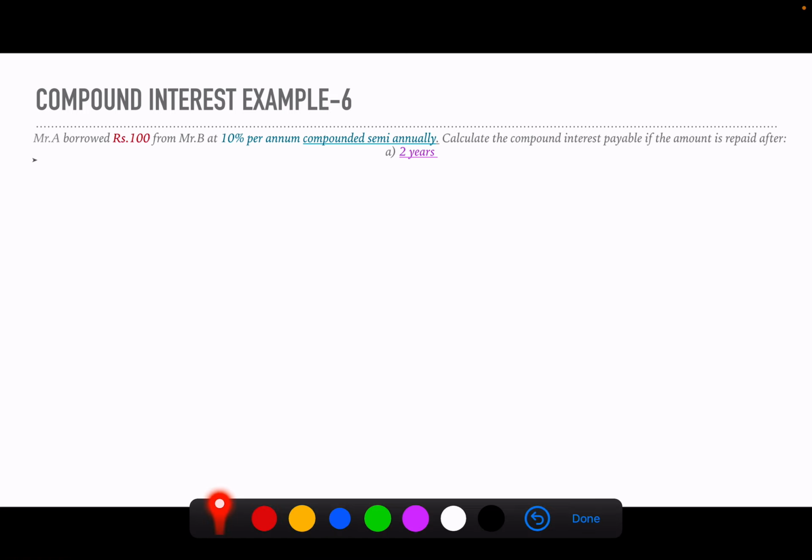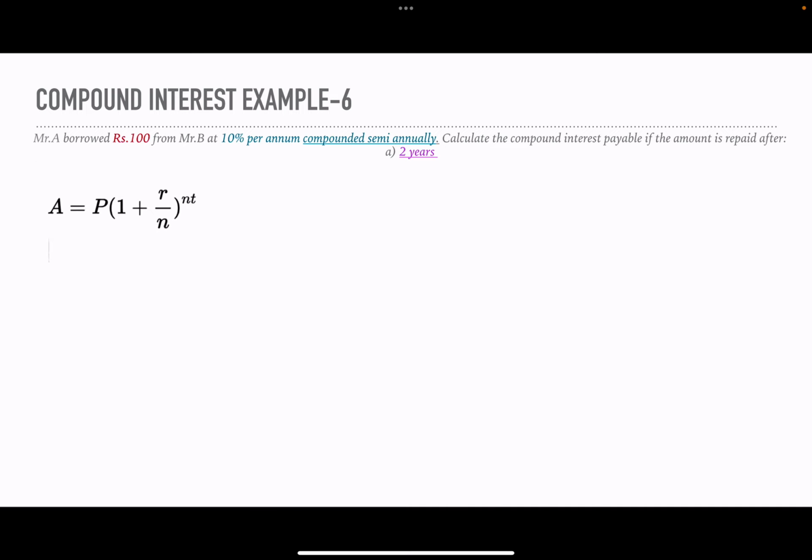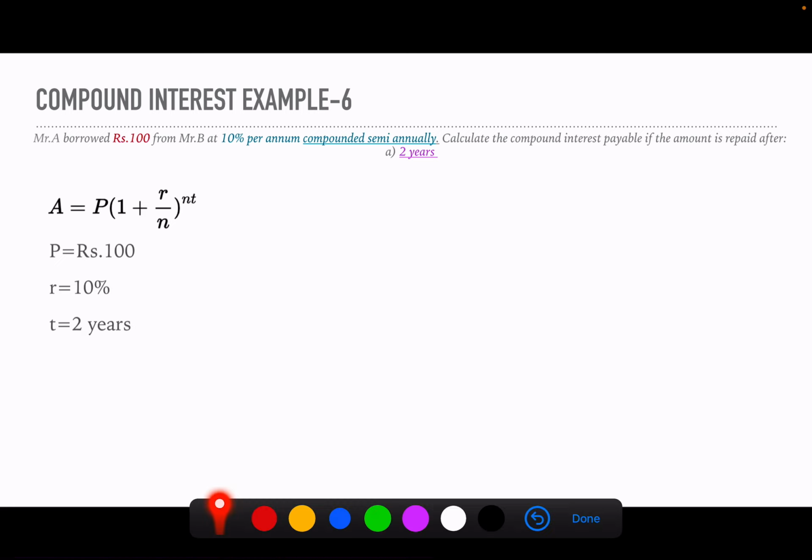Mr. A borrowed rupees 100 from Mr. B at 10% per annum compounded semi-annually. Calculate the compound interest payable if the amount is repaid after 2 years. So in the earlier example, the time period was 1 year. Here it is 2 years. Okay. Now let's put the formula in. A is equal to P into 1 plus R divided by N, all raised to NT. P is equal to 100 rupees, R is 10%, and T is equal to 2 years.